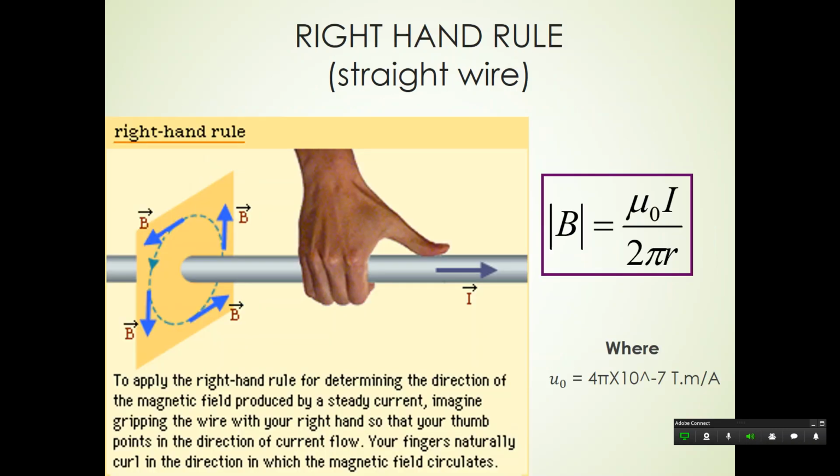So let's figure it out. Here I have a wire that has a current I. If you wrap your right hand around it, your fingers, the way they wrap, will indicate the direction of the magnetic field being created. So in this case, it would be like this. There'd be a magnetic field going around the wire like that.